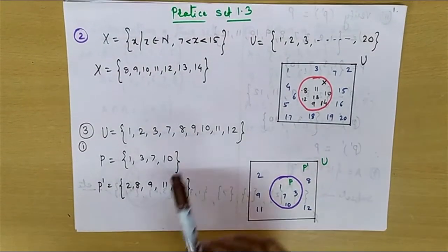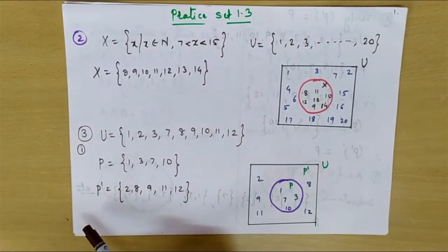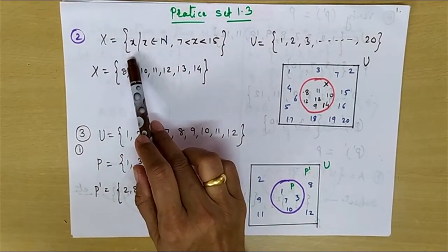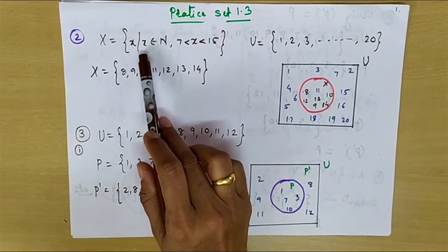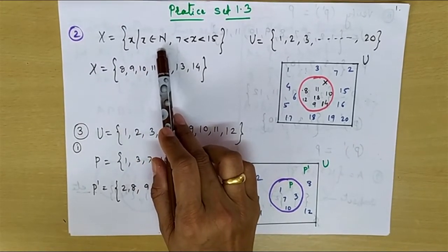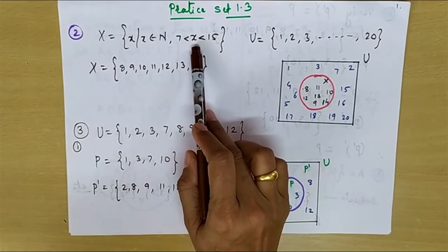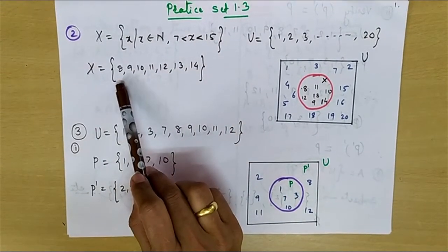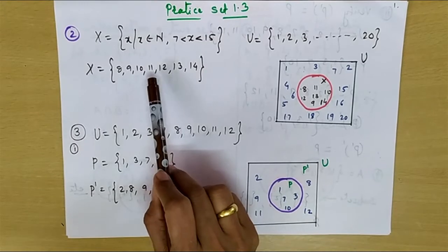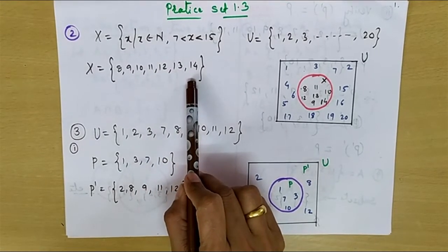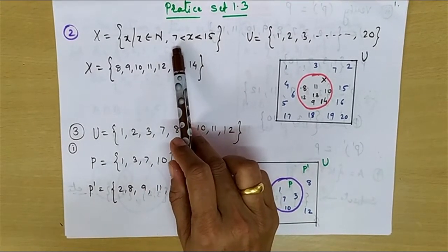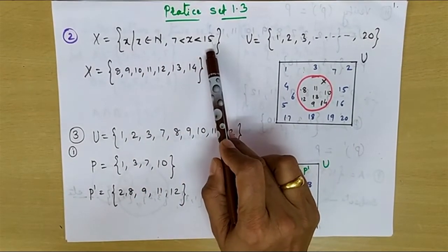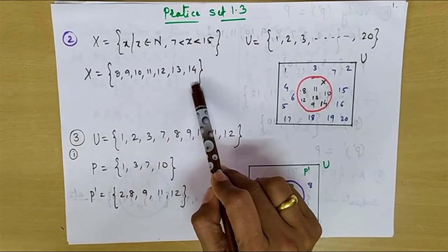Hello students, let us see practice set 1.3. Second example in the practice set. X is equal to {x | x belongs to the set of natural numbers and x lies between 7 and 15}. So the set will be 8, 9, 10, 11, 12, 13 and 14, because x is greater than 7, so it will start from 8, and it is less than 15, so it will end at 14.